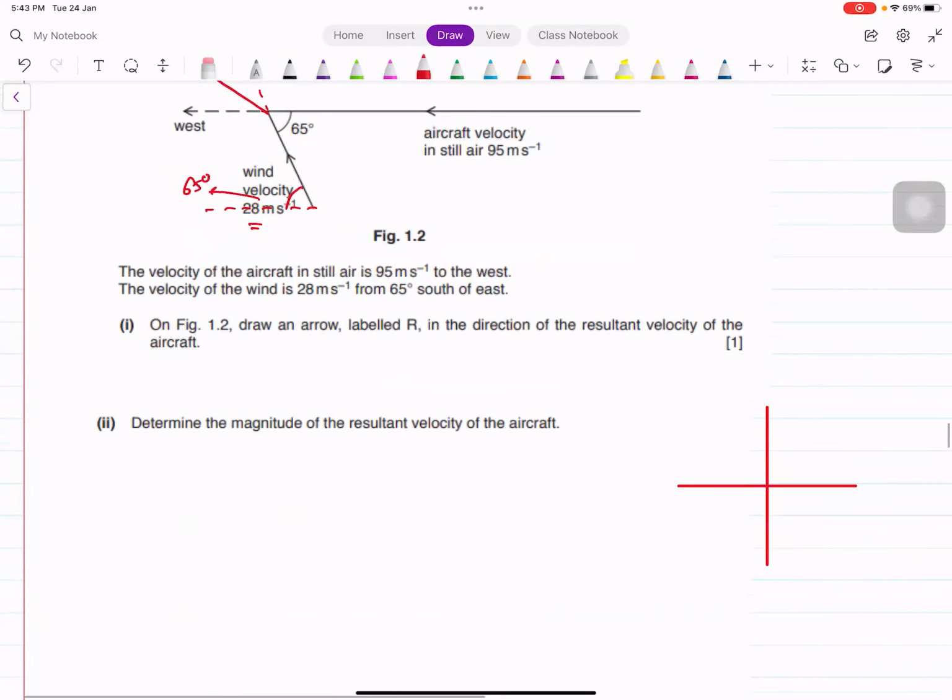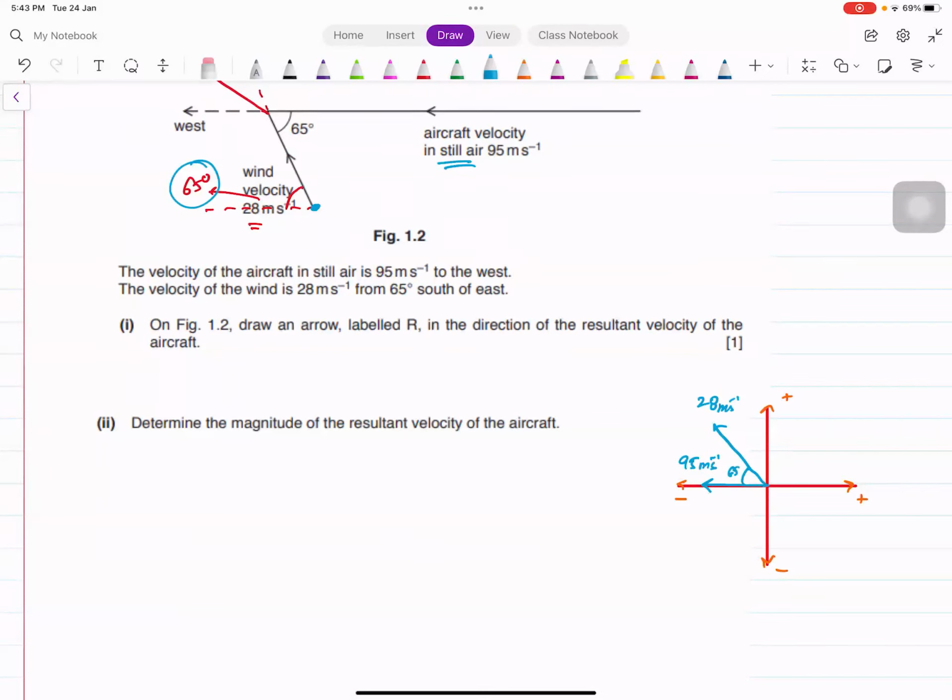And then you can say, if you look at this, this is positive, this is negative. If you look at the aircraft velocity, it is already horizontal like that, and the value of this is 95. Then the other one, this velocity, you can just keep the tail at the center. It is like this. So that's 28, and the angle of this is 65. Now, we're done with that.